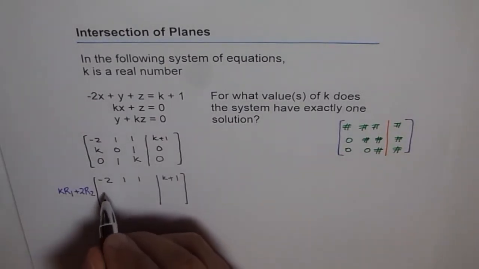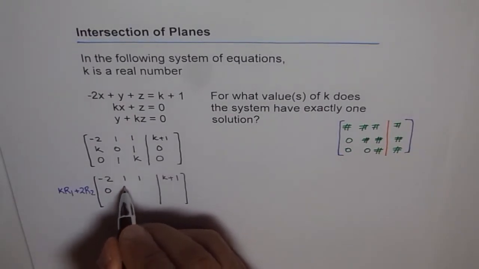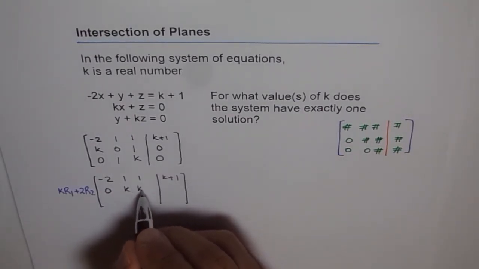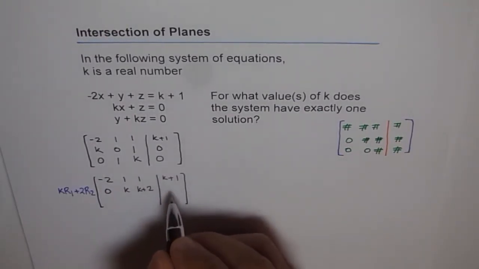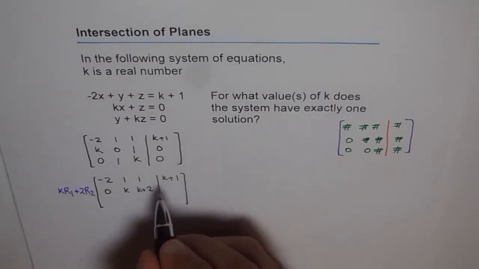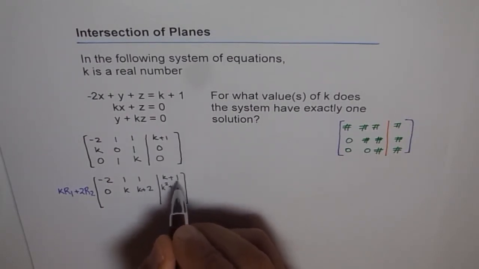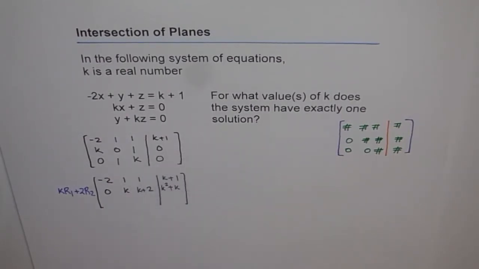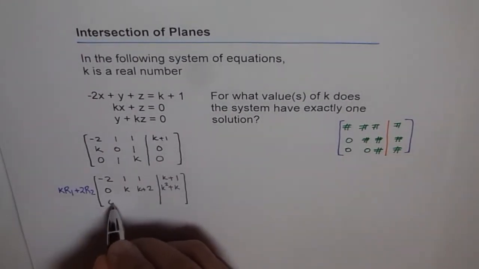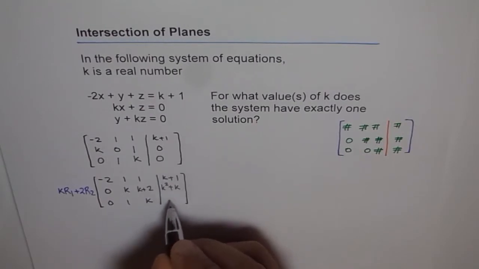Which will be 0, k, k plus 2. And when you multiply this by k, it becomes k square, correct? So don't forget that. So it's k square plus k, right? 0 is there, so k square plus k. So that is how we get our second row, right?